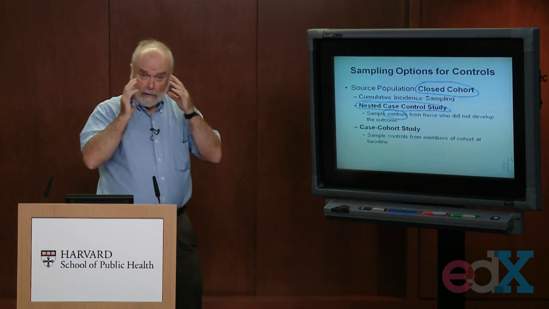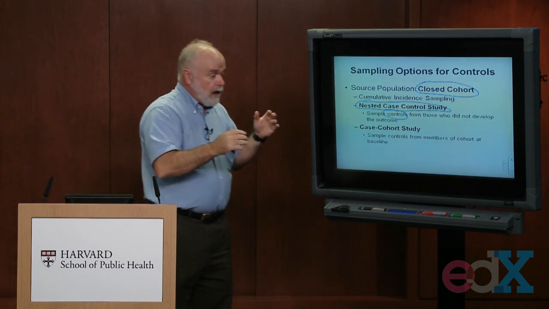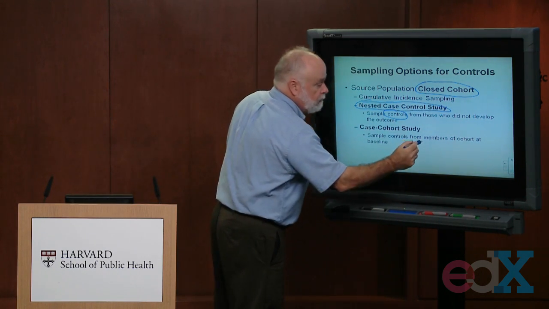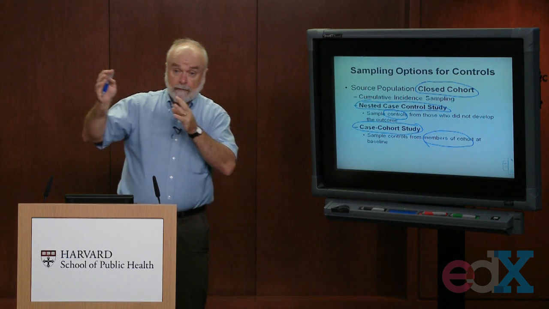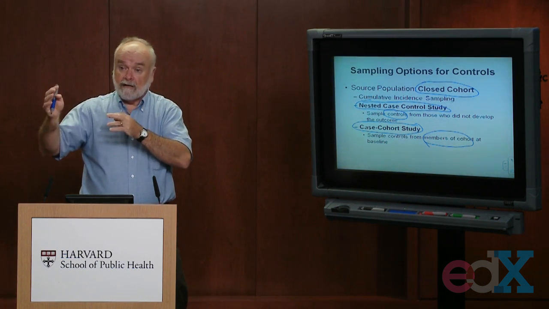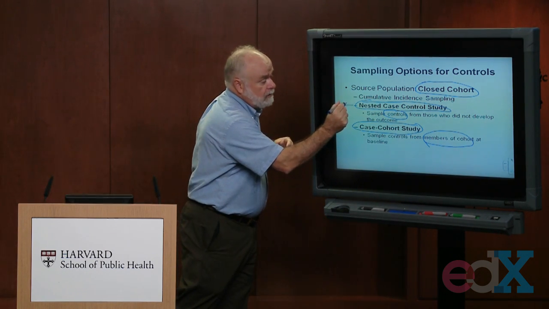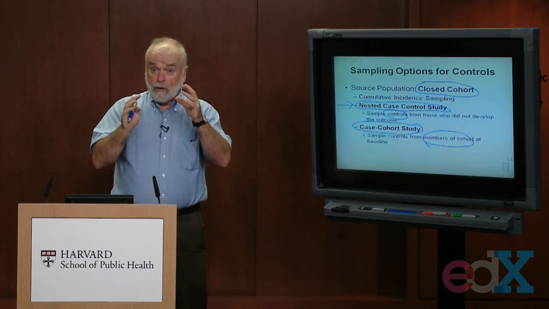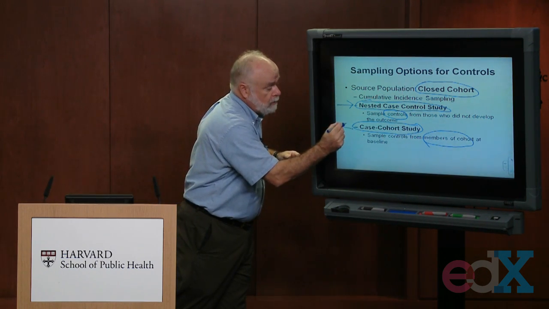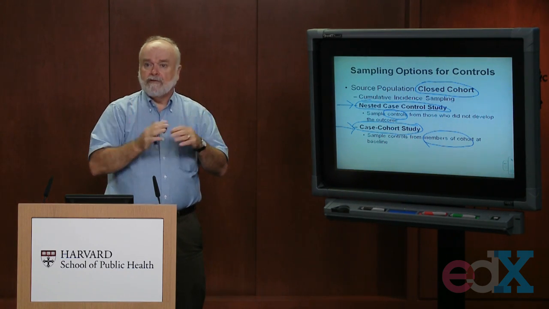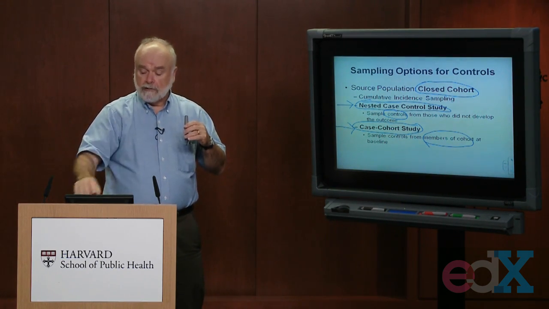Another option is, since the controls are supposed to reflect the full cohort, I could select the controls from members of the original cohort study. That's an example of something called a case cohort study, which I'll also describe in less detail in the coming lecture. So if you have a closed cohort study in mind, there are two ways you can select your controls. Either from the group of people who went through the cohort study and did not develop the disease, which leads to what is known as the nested case control study, or from people at the very beginning of your cohort, which leads to something called a case cohort study. And I'll try to give you more of a feel for those two selection implications in a future lecture.